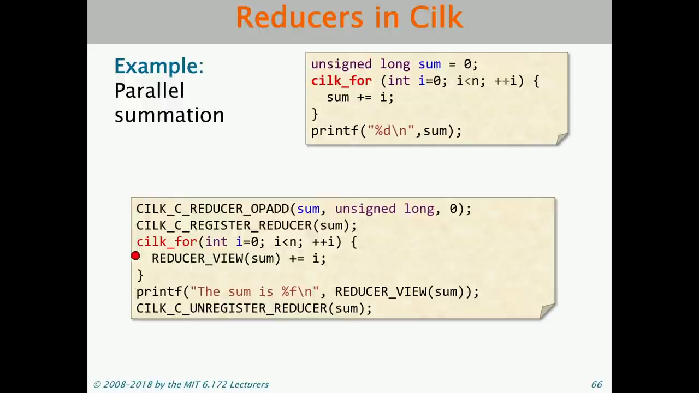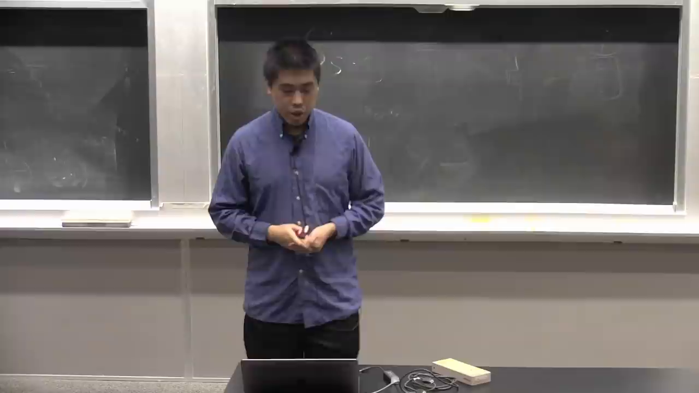Now inside this Cilk for loop, we can increment REDUCER_VIEW of sum, which is another macro, by i. You can execute this in parallel, and it will give you the same answer that you would get if you ran this sequentially. So the reducer will take care of this determinacy race for you. At the end, when you print out this result, you'll see that the sum is equal to what you expect. After you finish using the reducer, use this other macro, CILK_C_UNREGISTER_REDUCER of sum, that tells the system that you're done using this reducer. So this is one way to deal with this problem when you want to do a reduction.